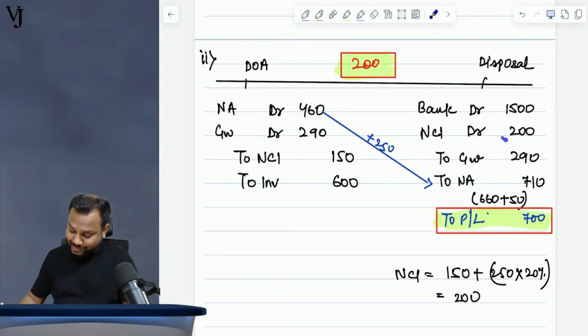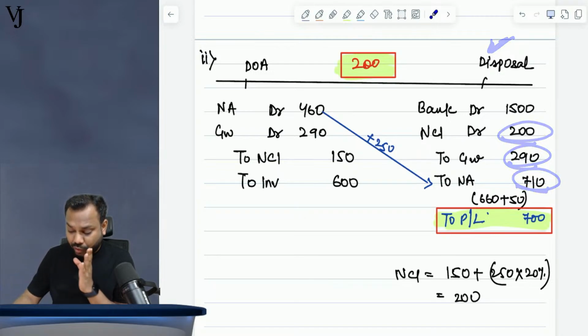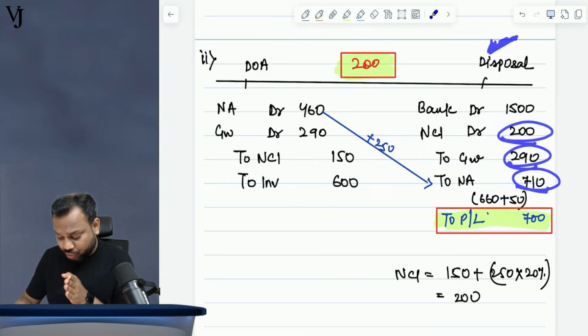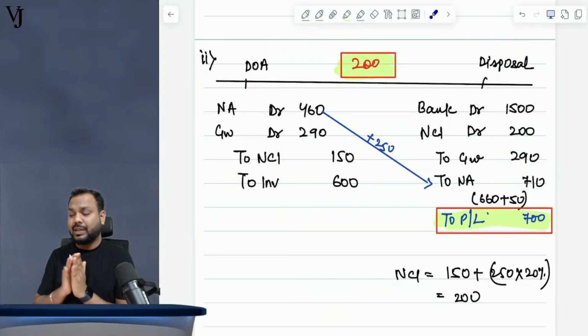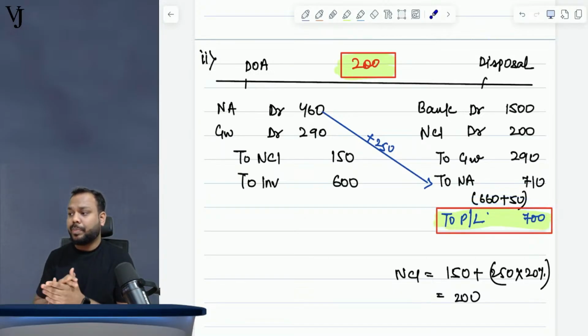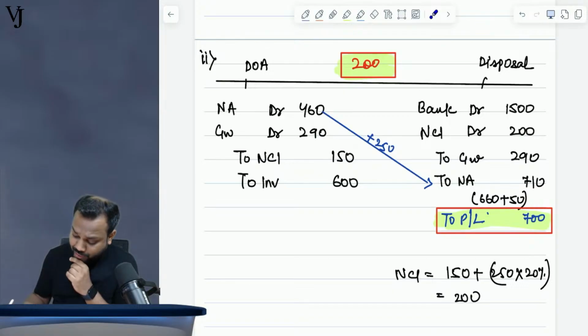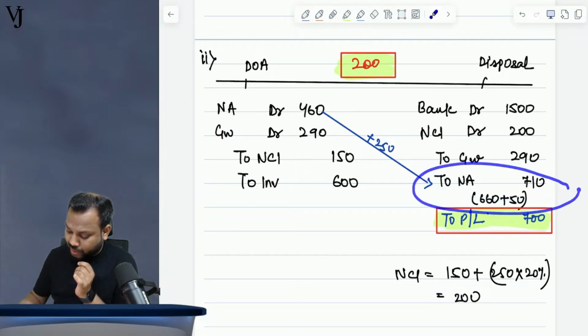We'll de-recognize NCI, goodwill, and net assets, at the values as per the date of disposal. The difference will go to P and L. If the values are not given, then the value of net assets will definitely be given in the question.